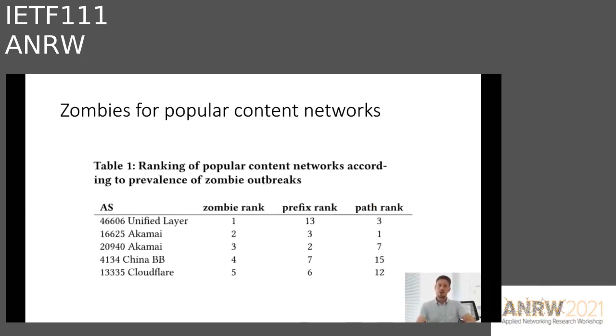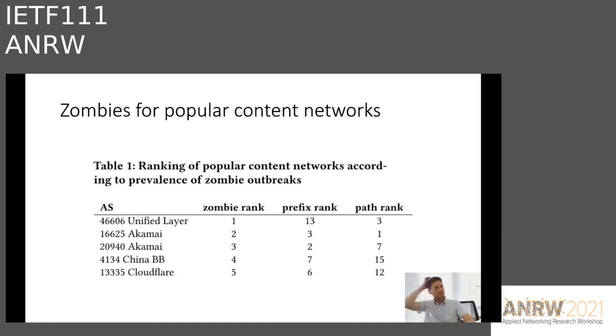And we looked a bit more at these ASNs. We looked at different characteristics. And what we found was that the top ASNs, the popular content networks, usually also announce a lot of prefixes, or they have very long AS paths.